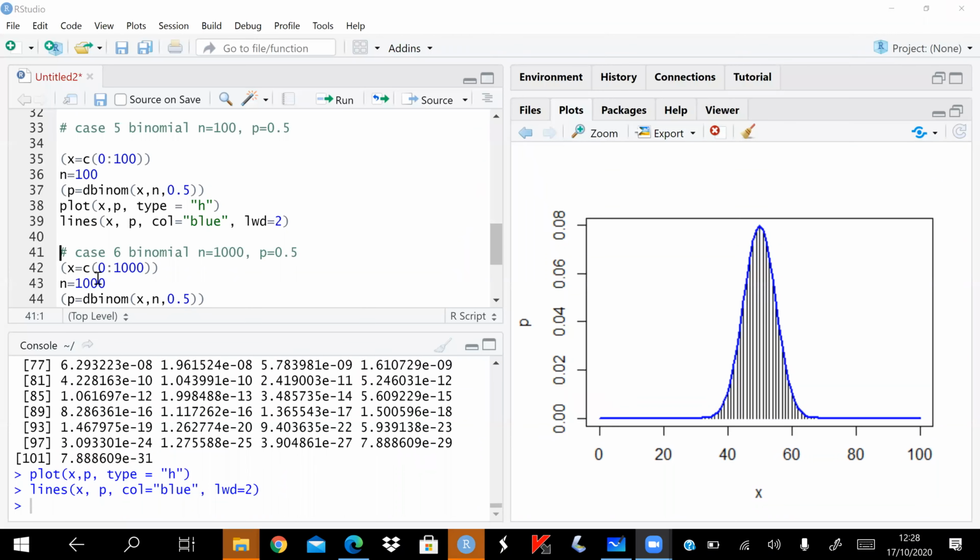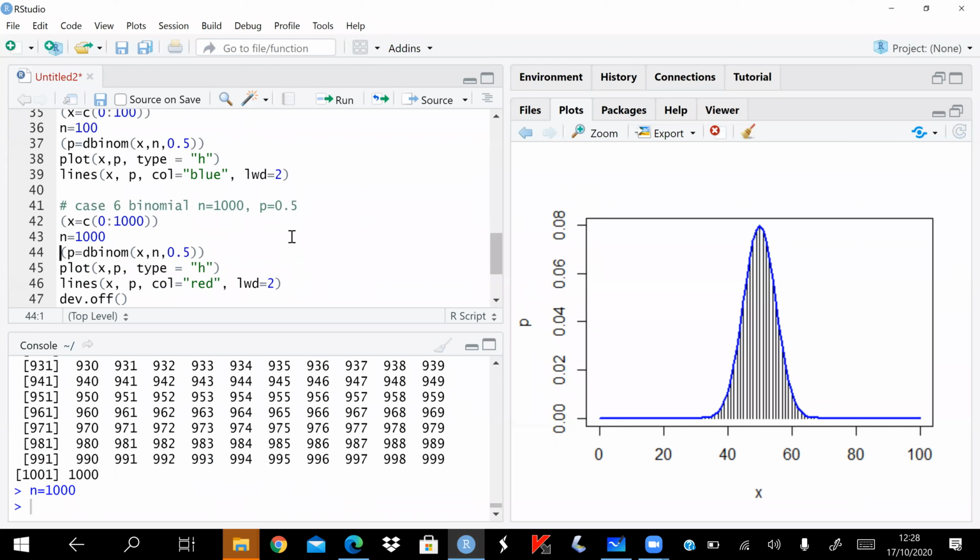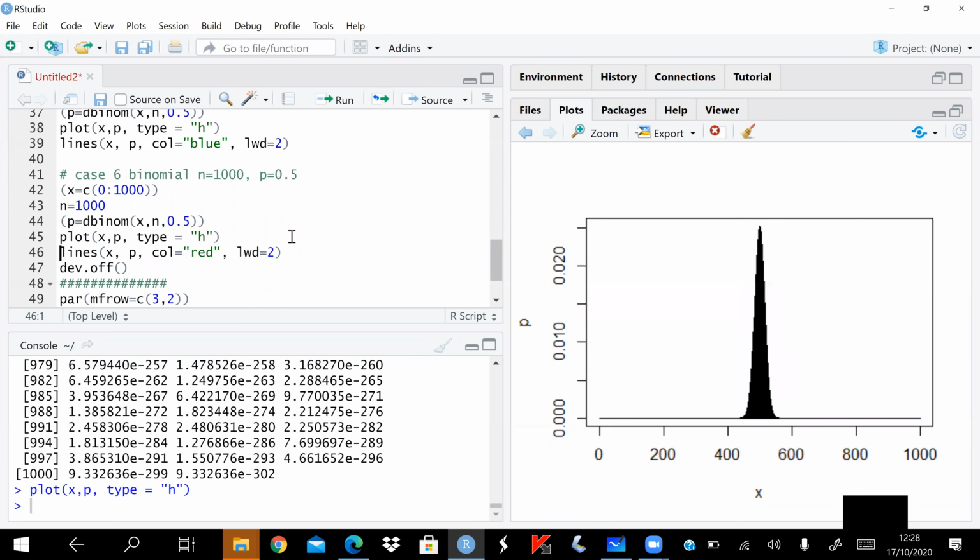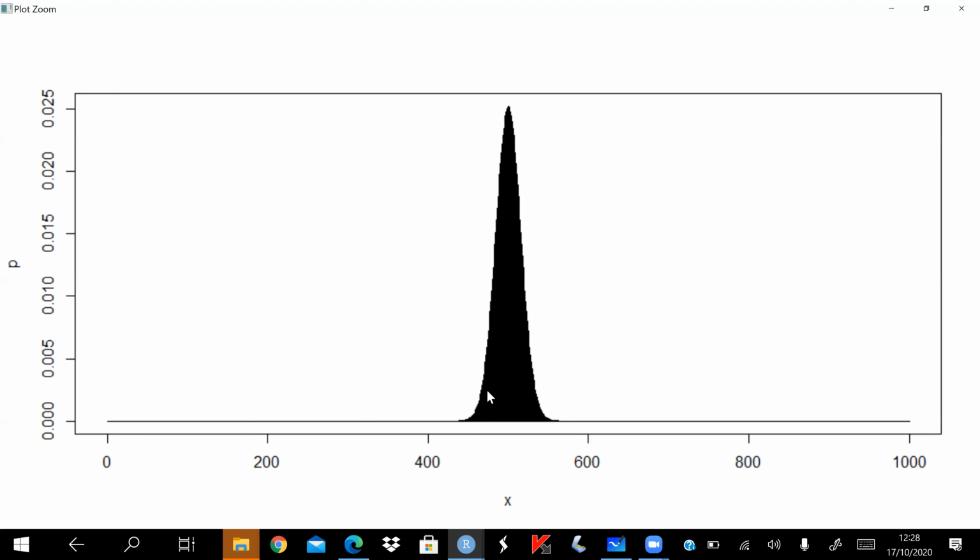If I increase even further, let's say to 1,000 trials, then this is the kind of graph that I'll get. So these are the vertical lines. They are very close. It looks like there's no gap in between the vertical lines now. And that's where the concept of continuous distribution will come in, because X seems to be taking all the possible values. We can't seem to see any gaps there.